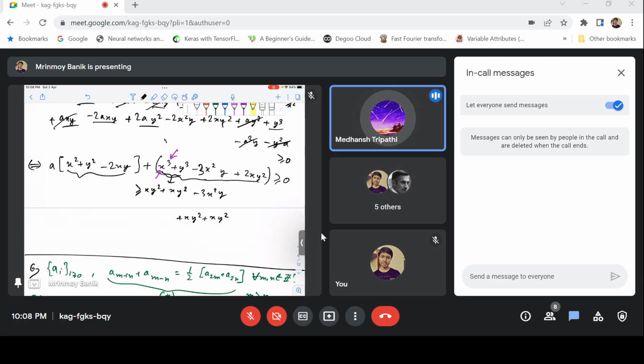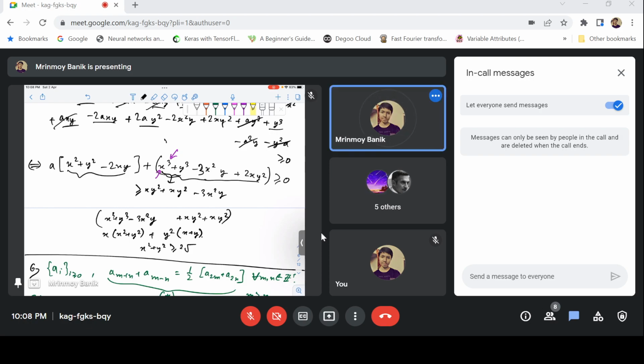And then from here we can take x common. We can simplify this more. We get x times (x squared plus y squared) plus y squared times (x plus y). Now by AM-GM we have that x squared plus y squared is greater than or equal to 2xy, right?